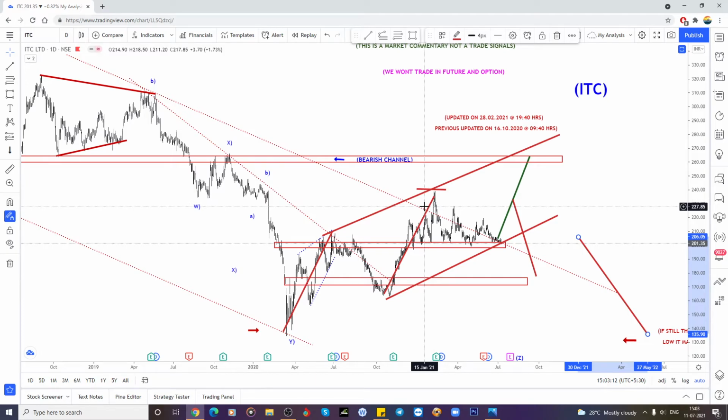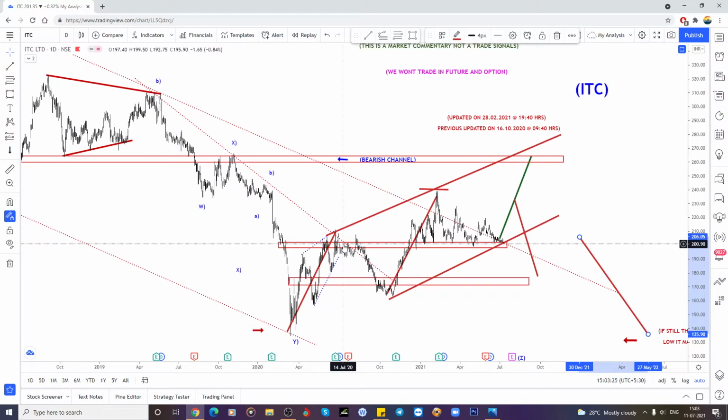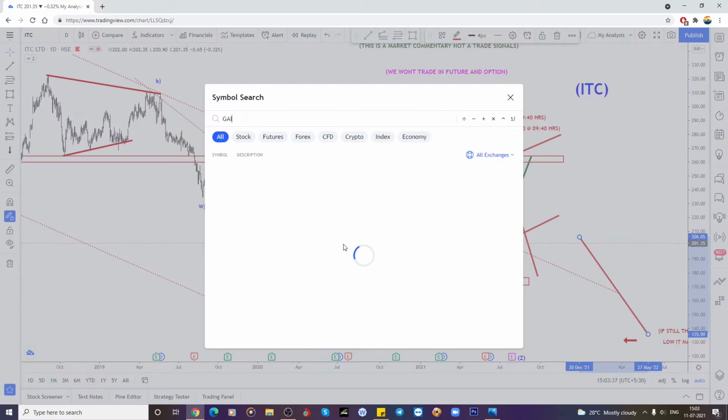See, it's very easy to explain here because of my experience. But if you are an Elliott wave trader, a learner or a beginner, it's tough to identify everything. But only experience tells you. You have to be in front of the system, and the screen time is very important. So next we will move on to Gail India Limited.